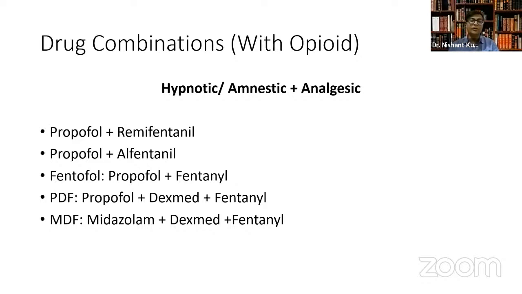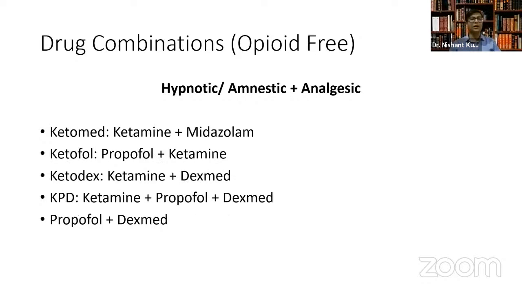Normally, what we require is a hypnotic, amnestic, and an analgesic to maintain anesthesia. So the choices are propofol remi, propofol sufentanil, the commonly used terminology fentofol, that is propofol plus fentanyl, PDF, propofol dexmedetomidine fentanyl, or MDF, midazolam dexmedetomidine fentanyl, ketomid, opioid-free ketamine and midazolam, ketofol, propofol and ketamine, ketodex, ketamine plus dexmed, KPD, ketamine, propofol, dexmed, and propofol plus dexmed. But my advice would be, whenever you are starting with TIVA or TCI, keep it simple. Keep it simple.